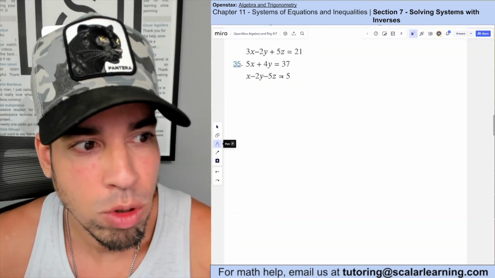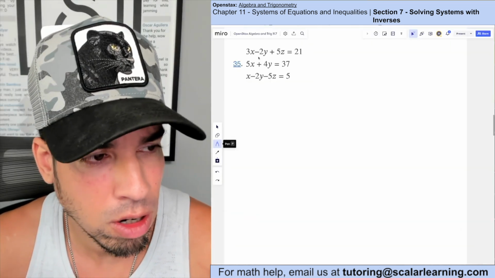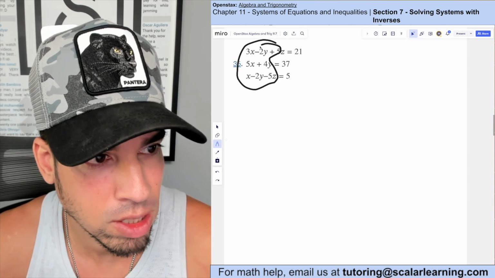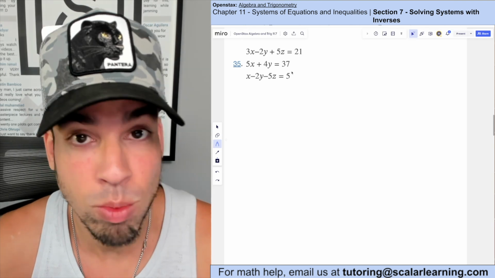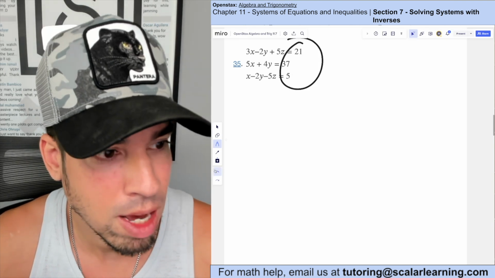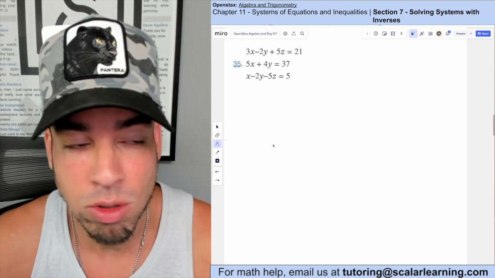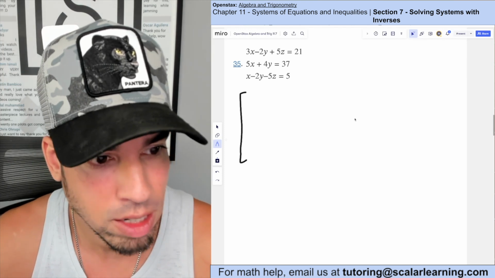Done. So for this question, we're going to use the inverse of this matrix of the left side, right, to eventually calculate the solutions for x, y, and z. And we're going to have to multiply by those constants, 21, 37, and 5. So first, let's put this in our nice matrix format.